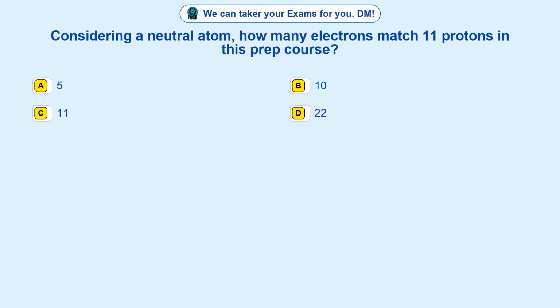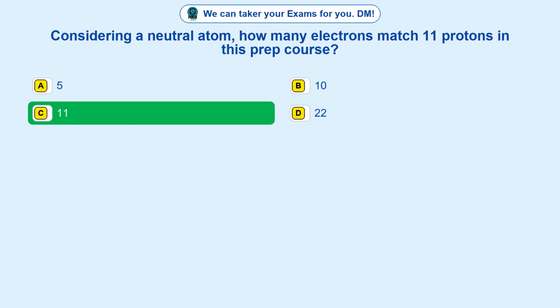Question 32. Considering a neutral atom, how many electrons match 11 protons in this prep course? Option A, 5. Option B, 10. Option C, 11. Option D, 22. The correct answer is option C.